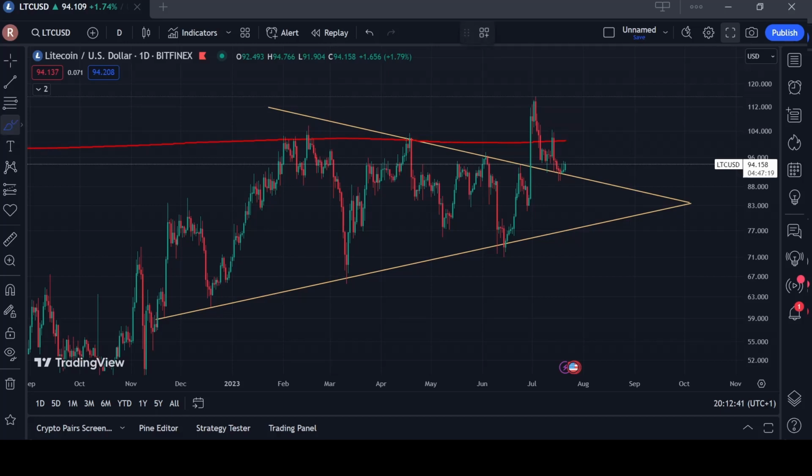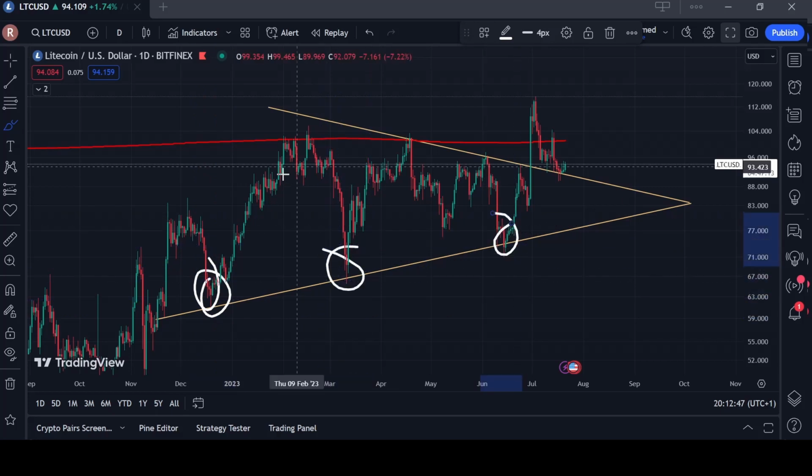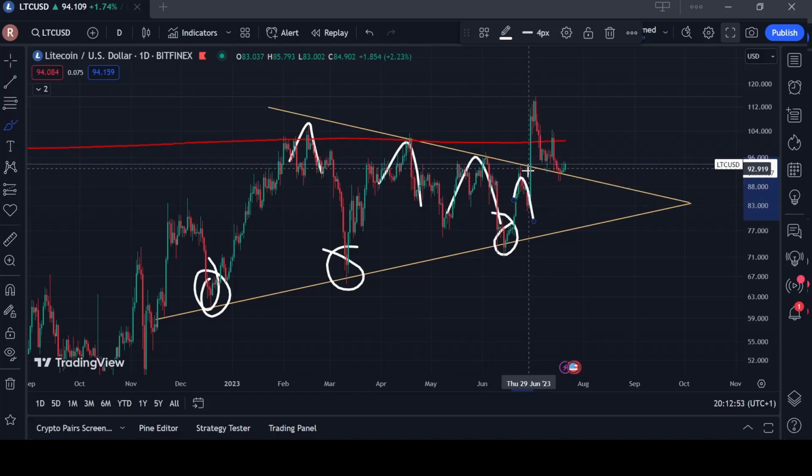But anyway, as you can see, it's been playing along here, playing along here, playing along here, with multiple touches to the upside, and formed a nice wedge, and broke out on the 30th of June, right here. Now, what has happened since we had that mega breakout of the 200 weekly moving average?